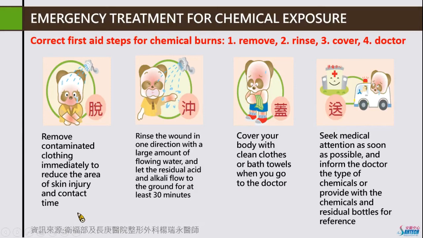Treatment for chemical exposure. The correct first aid steps for chemical burns: 1. Remove contaminated clothing immediately to reduce the area of skin injury and contact time. 2. Rinse the wound in one direction with a large amount of flowing water and let the residual alkali flow to the ground for at least 30 minutes.